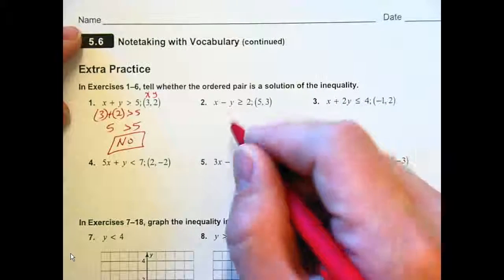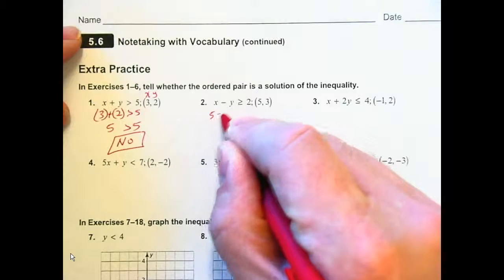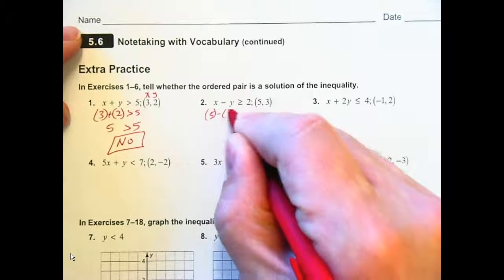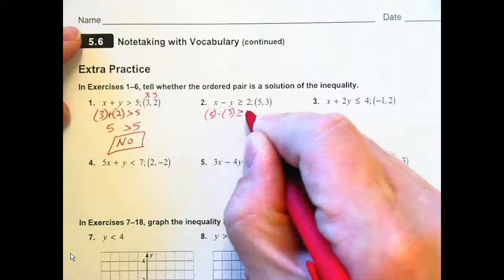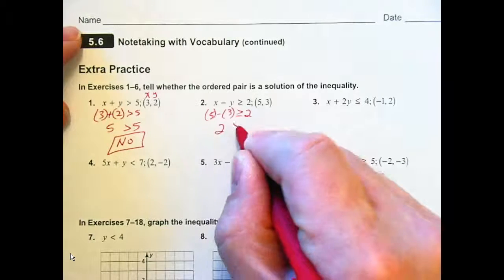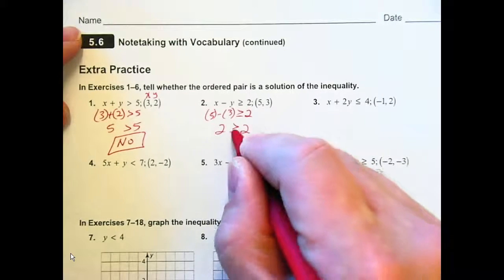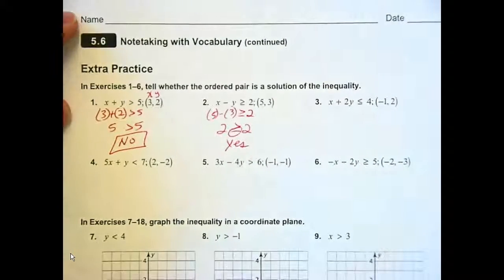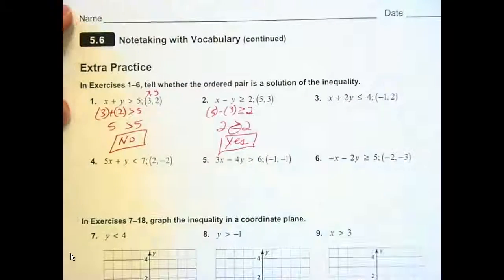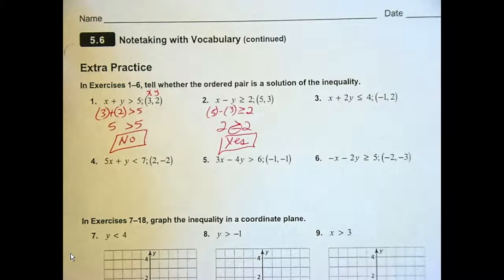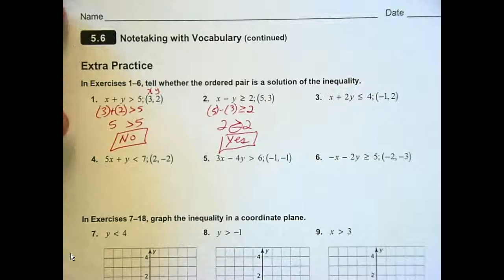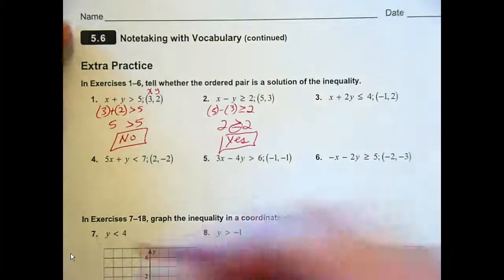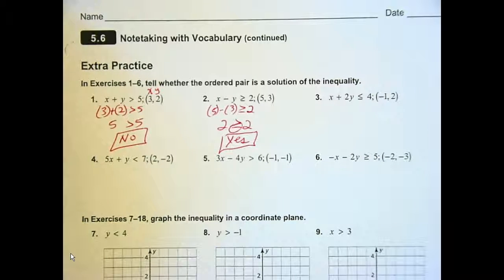Yay or nay? Yay. 5 minus 3 is greater than or equal to 2. In this case, 2 is greater than or equal to 2. The equal to part saved our day. That is yes. Okay. That is true. Any questions there? Let's try one more. Try number 4 for me, please. Actually, not 4. Number 6.